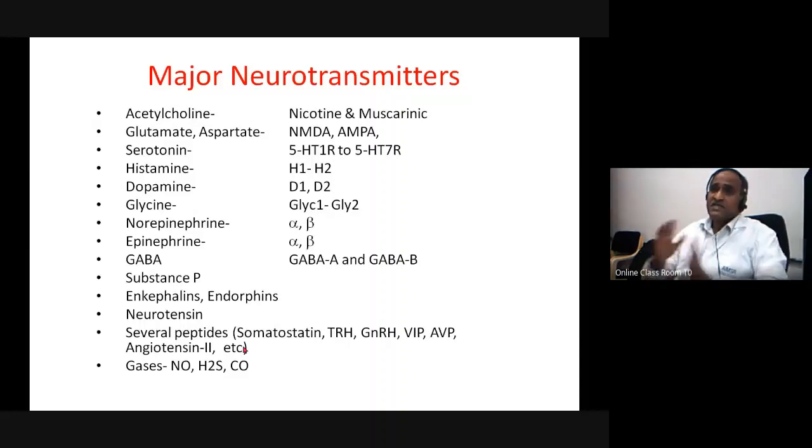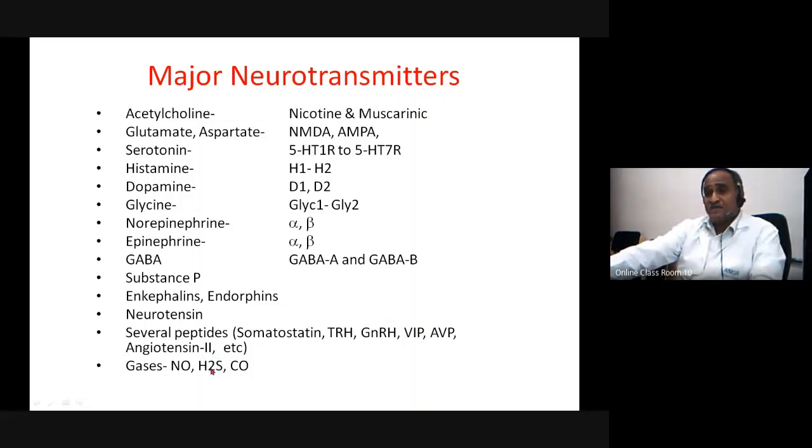Besides these major neurotransmitters, there are 3 gaseous neurotransmitters. What are these gaseous neurotransmitters? One is nitric oxide. Then second is H2S, hydrogen sulfide. We know that we are worried about it in chemistry practicals.